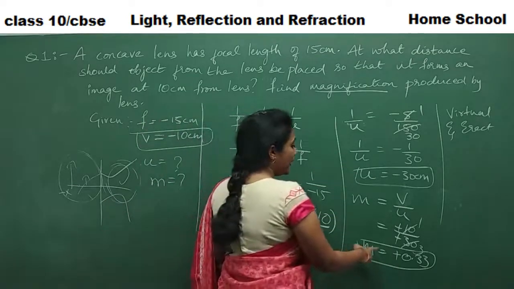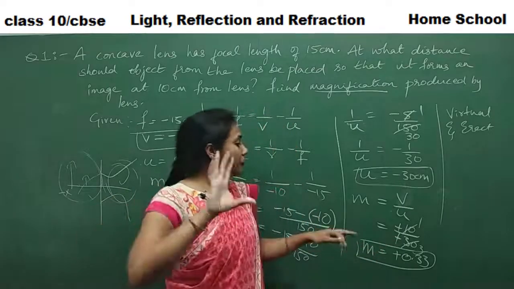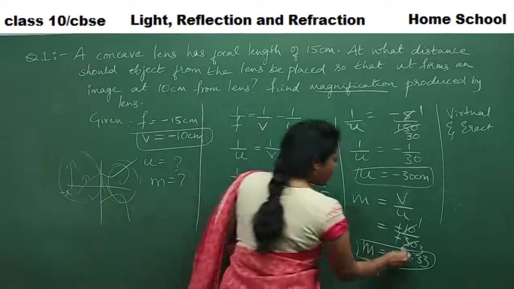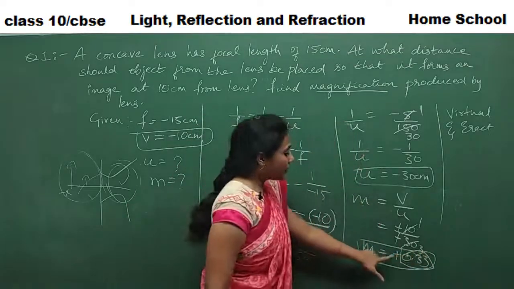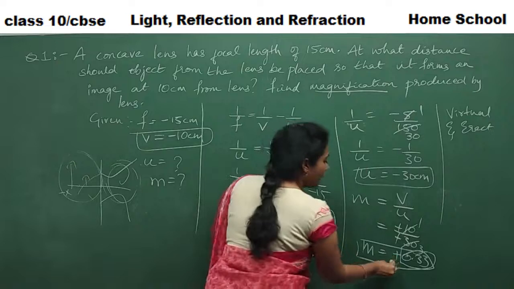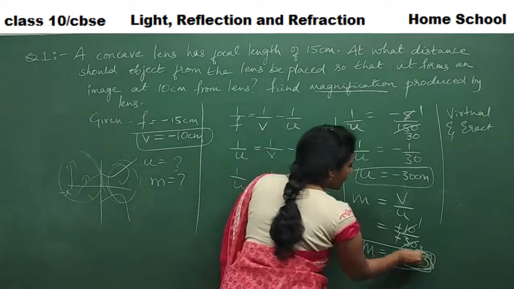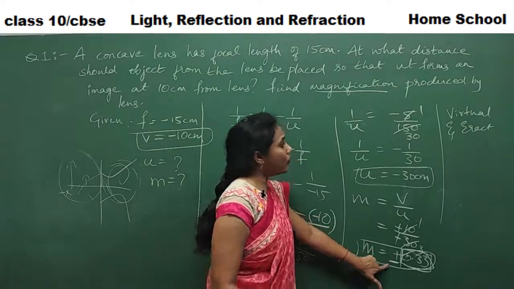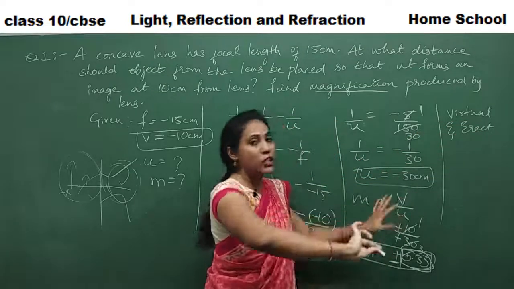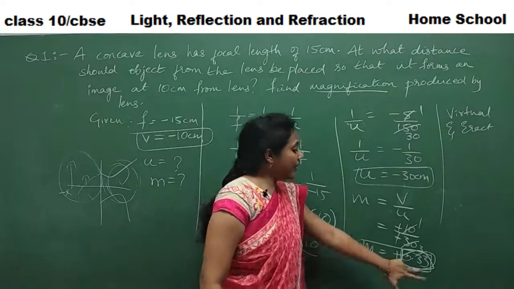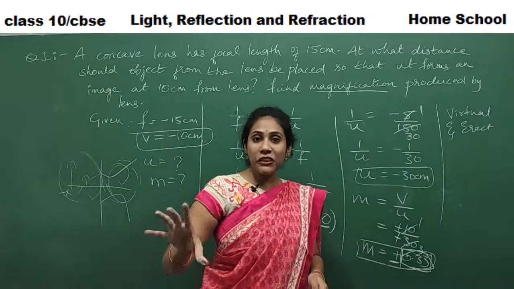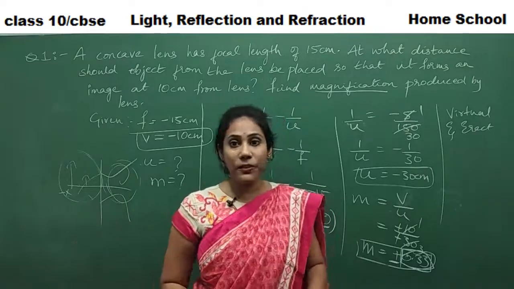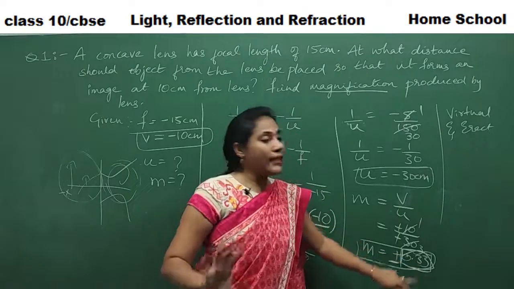And now can you tell me whether height of the image is greater or height of the object is greater? You have to see this value. Actually, magnification value has two parts. One is the sign, another one is this particular number. Sign will tell what is the nature of image, whether it is virtual or erect. The number will tell you whether the image is greater than object or object height is greater than image. Okay, you see the number 0.33.